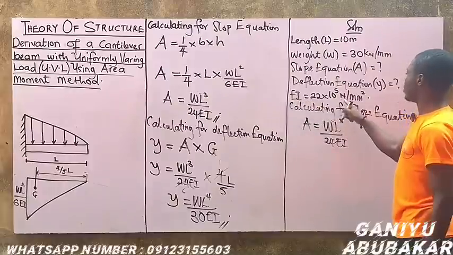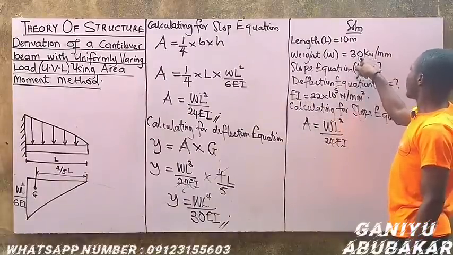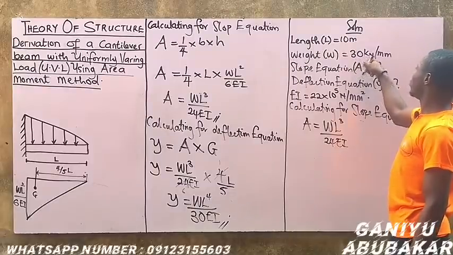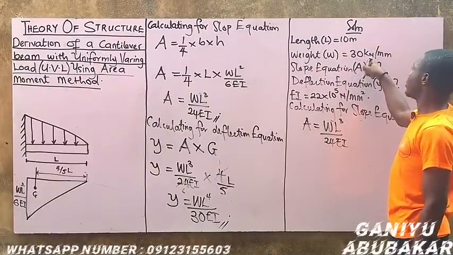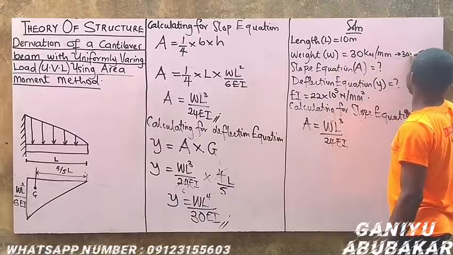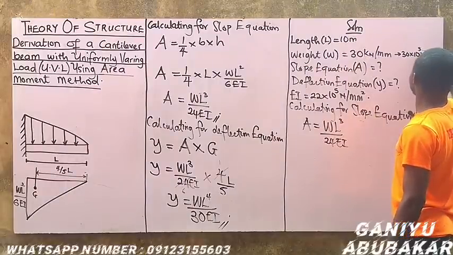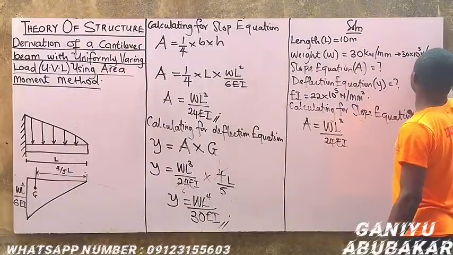So next task now, before I start putting values here, let's confirm something. My EI is in Newton millimeter squared. My weight is in kilonewton. So convert this 30 kilonewton to Newton. So from here, I'll simply multiply 30 by 10 to the power 3, because this kilo is 10 to the power 3. So I'll have Newton per what there, millimeter.